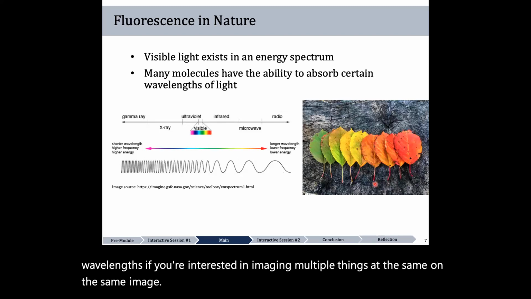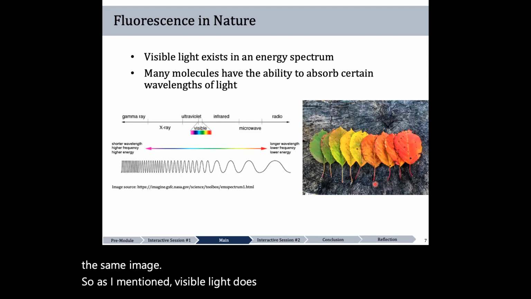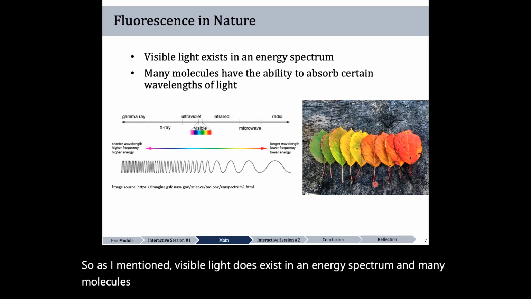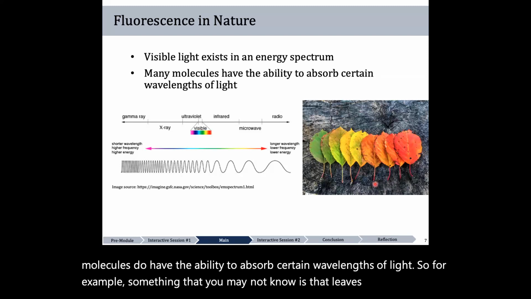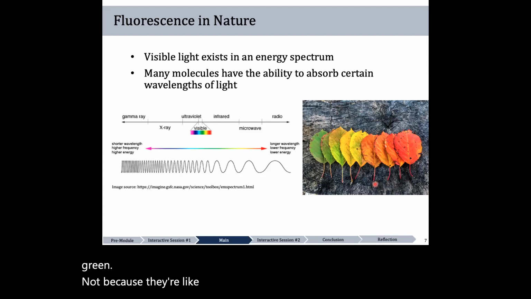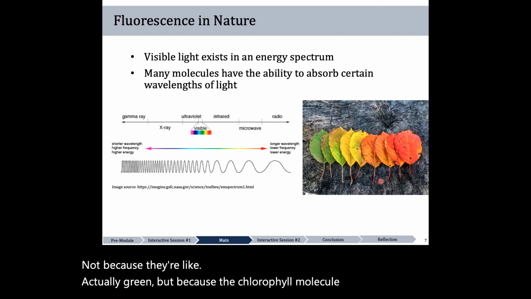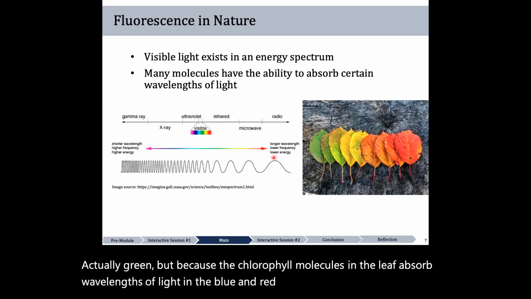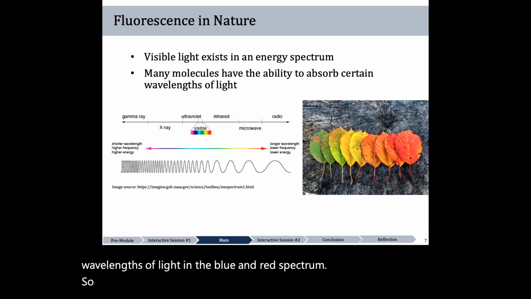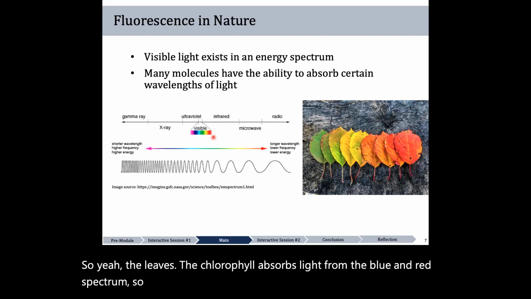So as I mentioned, visible light does exist in an energy spectrum, and many molecules do have the ability to absorb certain wavelengths of light. For example, something that you may not know is that leaves actually appear green, not because they're actually green, but because the chlorophyll molecules in the leaf absorb wavelengths of light in the blue and red spectrum. So really what's left is green.